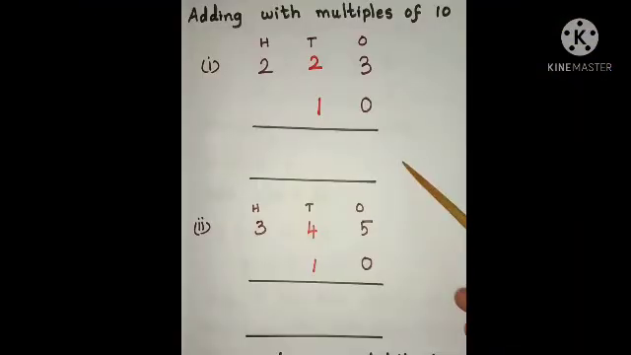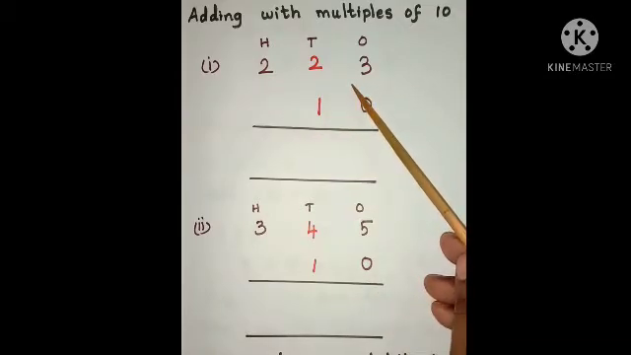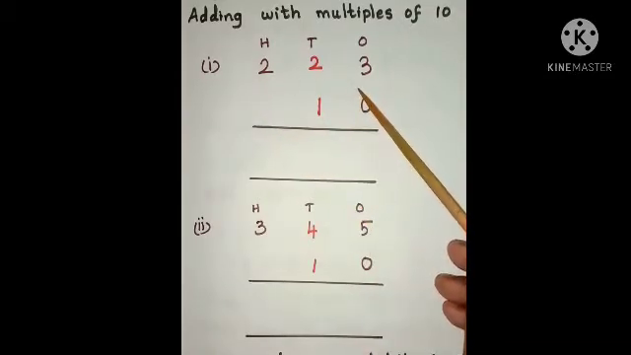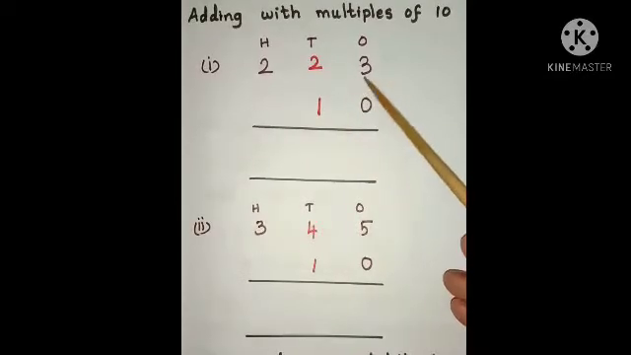Children, adding with multiples of 10. So children, listen carefully. Here when we are adding two numbers, that is, one number is 223 and we are adding 223 with 10.